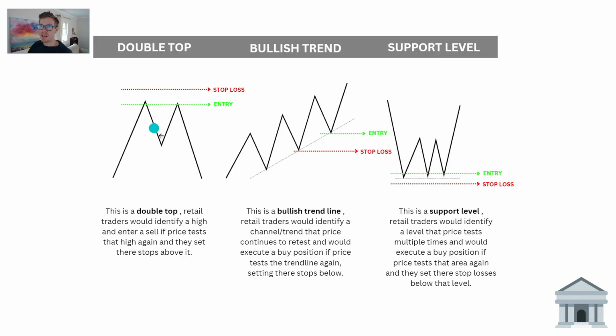As you can see, we've got this double top. Retailers would enter a short position here and they would have their stop losses resting over here. In this bullish trend, they would enter a long position here. Stop losses would be under the low swing point. And at the support level, the same story. So essentially, these stop loss levels become excellent places to look for entries, because the banks need mass amounts of liquidity to fill their positions, and they target these stop loss levels as entry points.